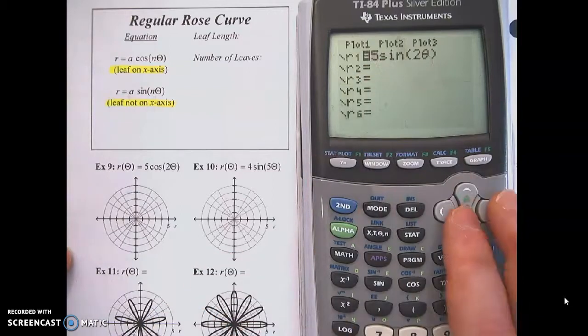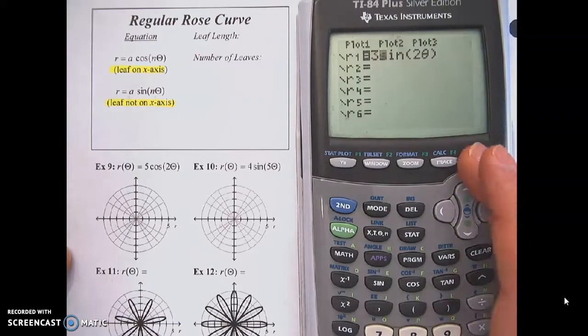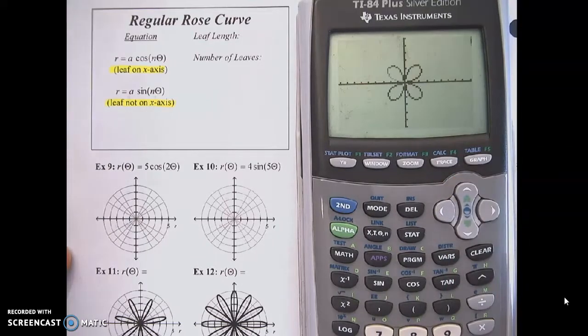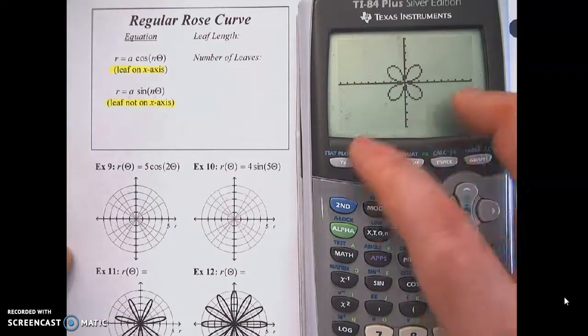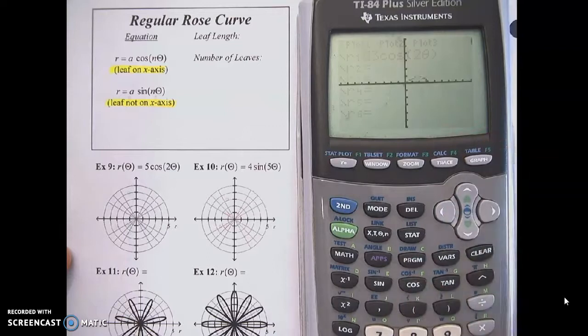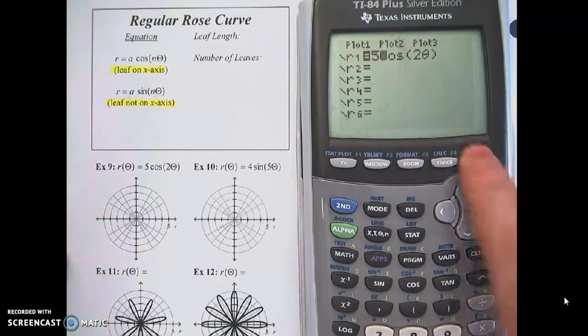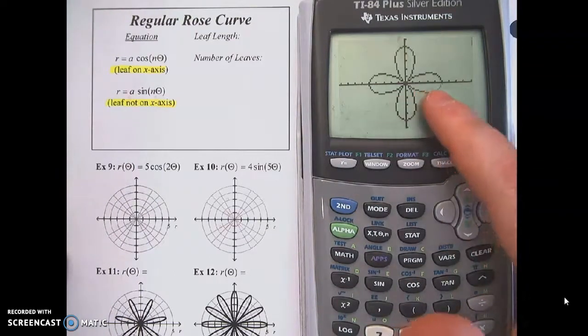Let's mess with the a value. So this number out front is what we had as 5 before. Let's change this to a 3. See what happens to our rose. Oh, I forgot to change it back to cosine. It's easier to count. What do you notice? How long is your leaf? 1, 2, 3. Let's go back to the 5. How long is that leaf? 1, 2, 3, 4, 5.